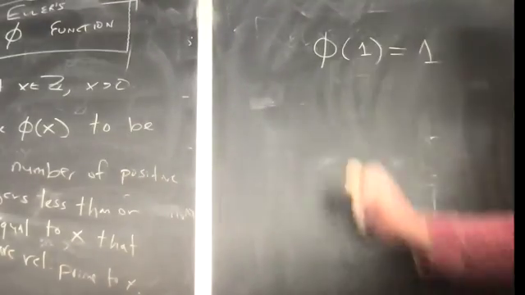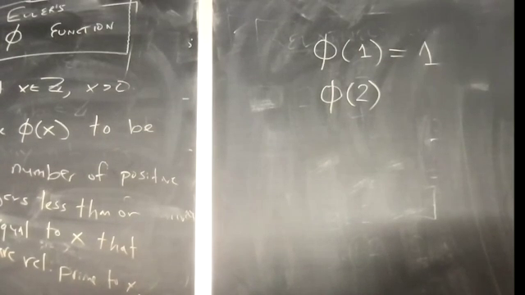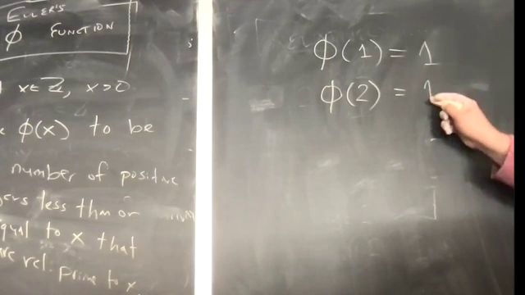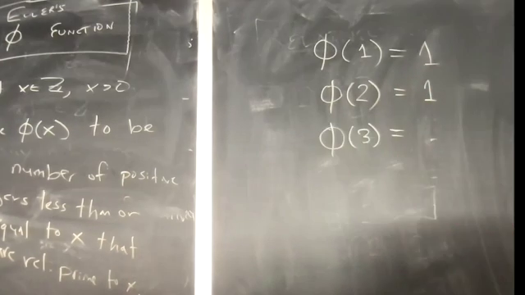You can just say, what about phi of 2? Okay, is 1 relatively prime to 2? Is 2 relatively prime to 2? Okay, so there's one number that is relatively prime to 2 that's less than or equal to 2. What about phi of 3? 1 is relatively prime to 3, you agree? 2 is relatively prime to 3, you agree? 3 is not relatively prime to 3, you agree?